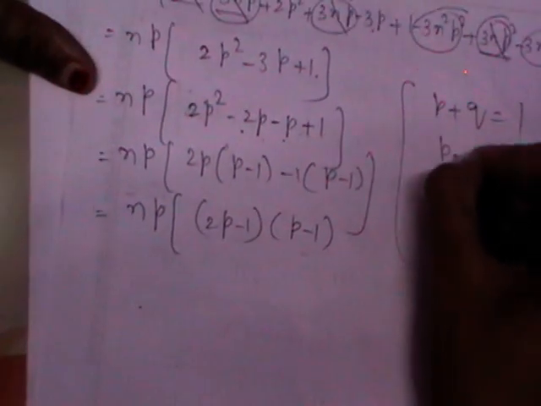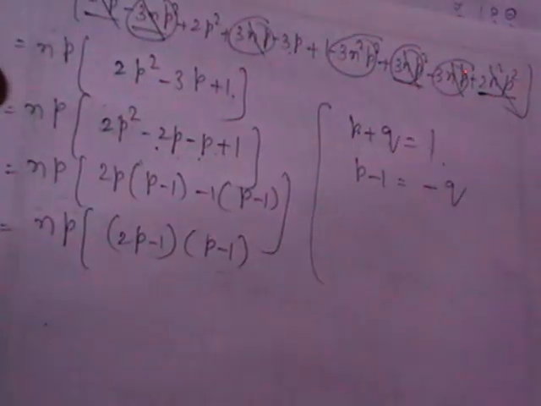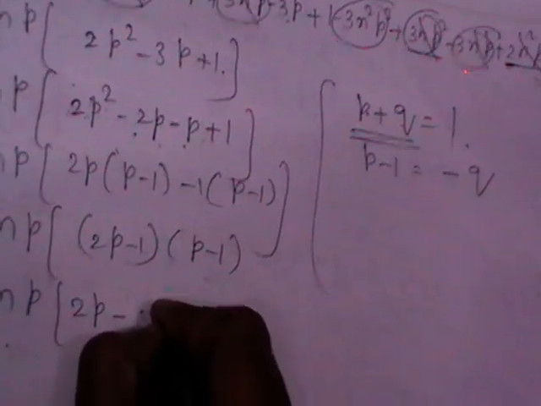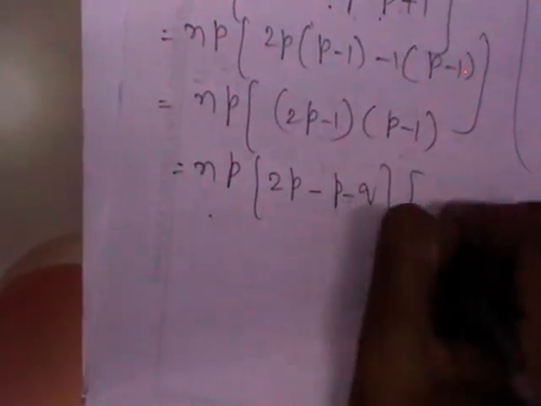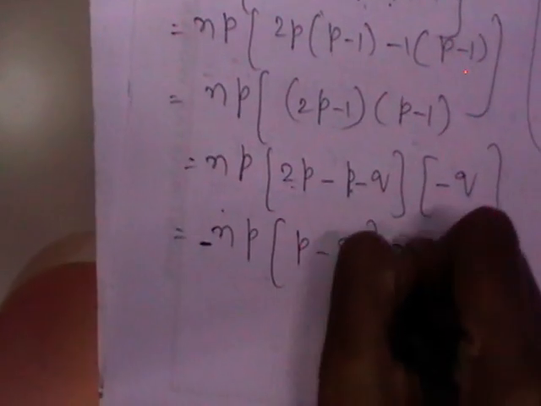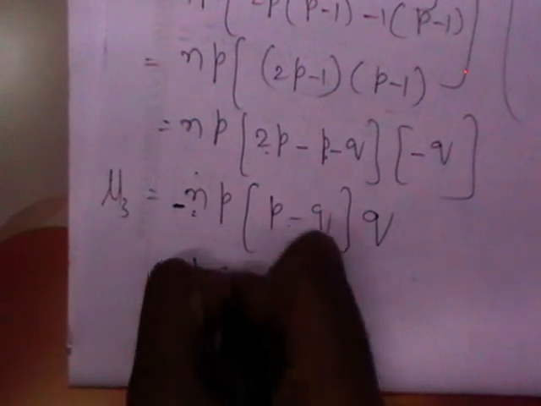Then what will be p minus 1 will be minus q. If you take this minus 1 here, this will be minus q. And now I want to write 2p minus 1, we can replace with p plus q. So minus p minus q into, this is nothing but minus q. So this is np into 2p minus p minus q. You can bring this minus here into q. As mu3 can be negative, but let us absorb this minus into this term, so that you will get npq into q minus p. So this is the expression for mu3.